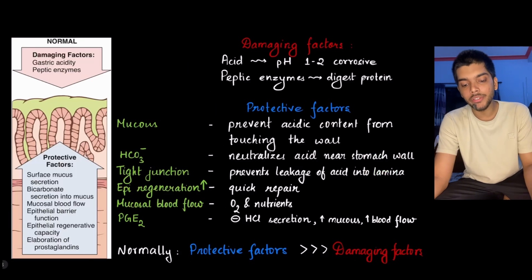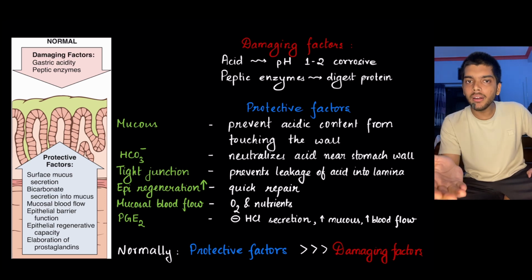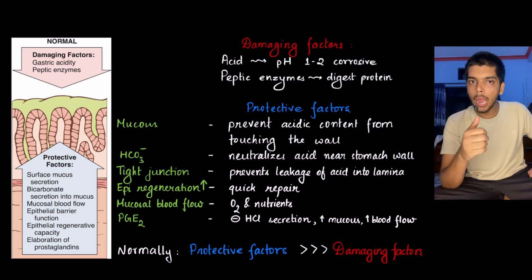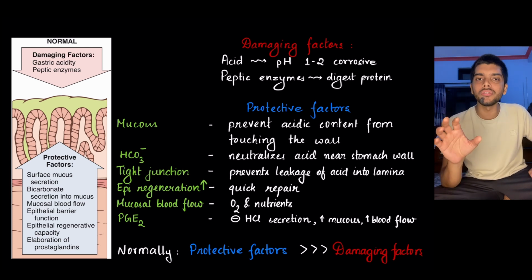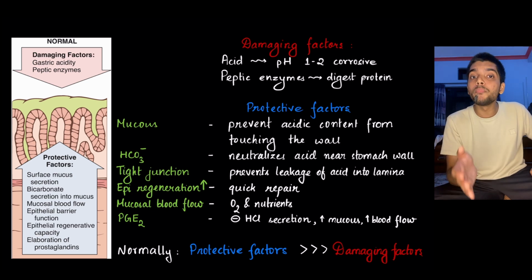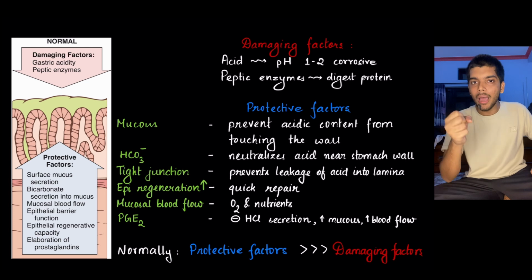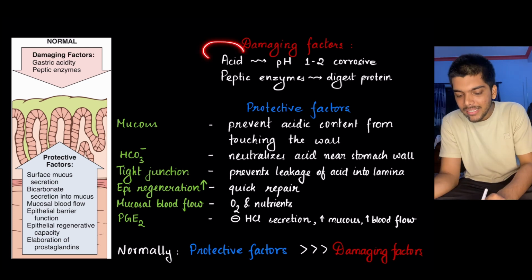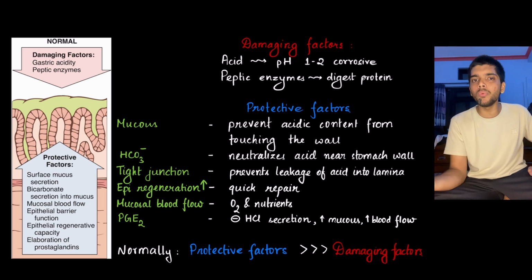All right, one last revision. There are two factors that determine the condition of the wall of your stomach. Damaging factors, continuously trying to destroy or damage your stomach wall, and protective factors, continuously working to protect the wall of the stomach from damaging factors. Normally, damaging factors include acid and peptic enzymes. So acid within the stomach is trying to burn the wall of the stomach. Peptic enzyme in the stomach is trying to digest the wall of the stomach.